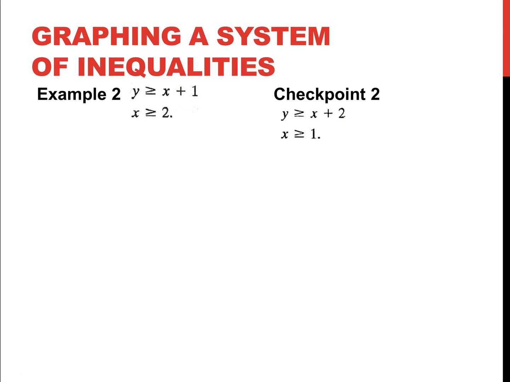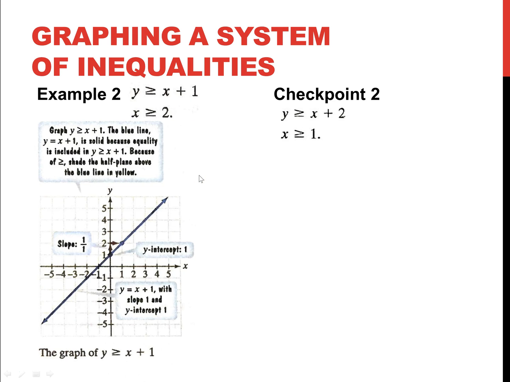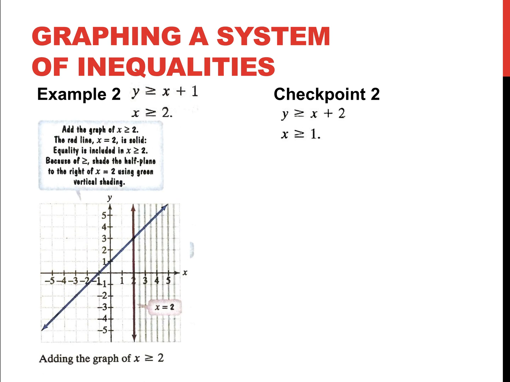All right, so let's dive right in with example 2. And these are already isolated for us in slope-intercept form for the first one, and then the x variable for the second one. So what I'm going to do is I'm going to graph using slope-intercept. So my y-intercept is 1, and my slope is 1 over 1. Y-intercept is 1, slope 1 over 1. You see a solid line because it is greater than or equal to.